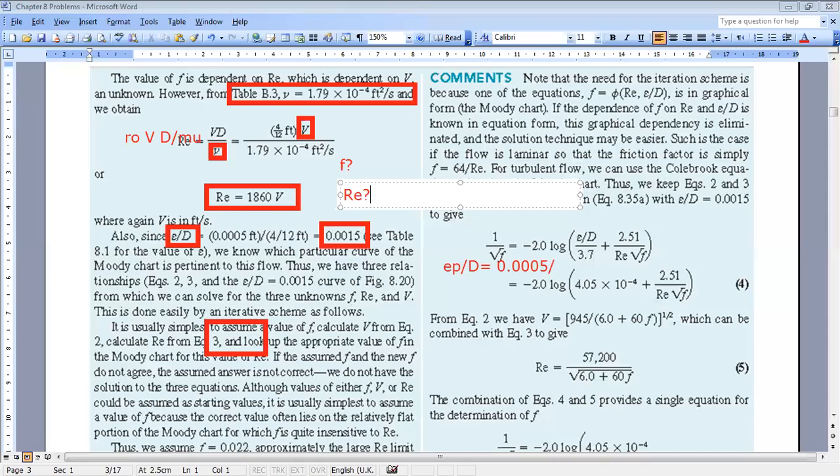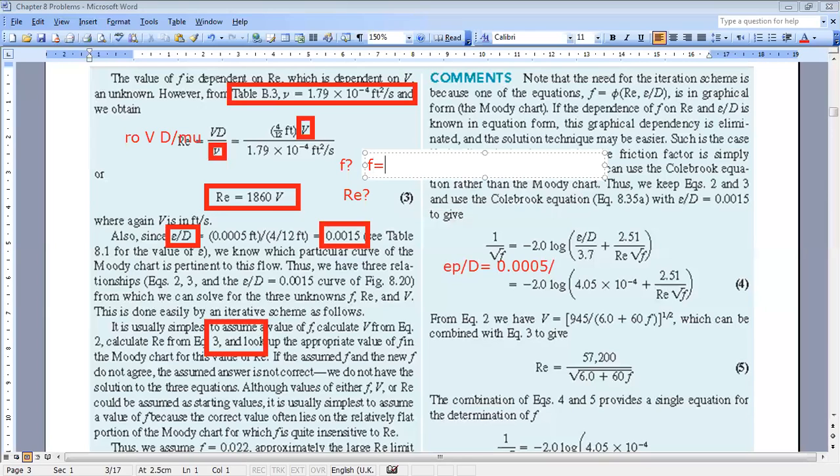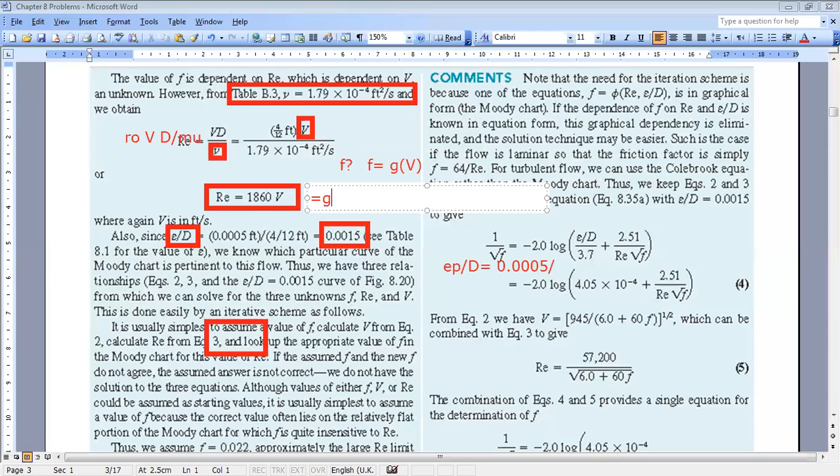But what I did is that I wrote two equations. In equation one, I expressed F as a function of V, of velocity. And here I expressed Reynolds as a function of velocity. So I know both F and Reynolds as functions of V, but I don't know the value of each one.